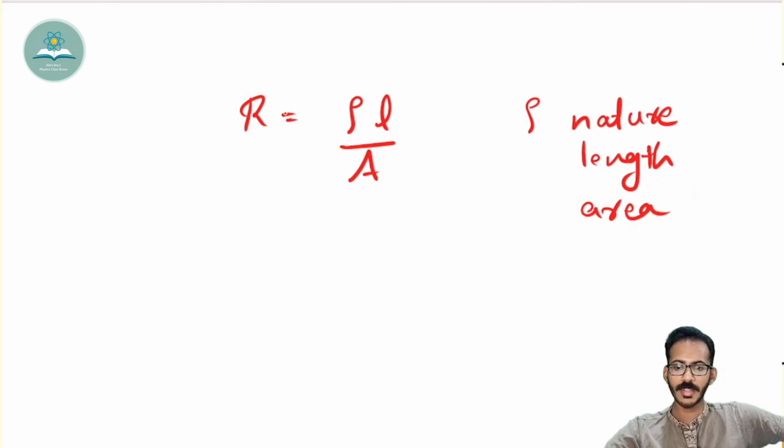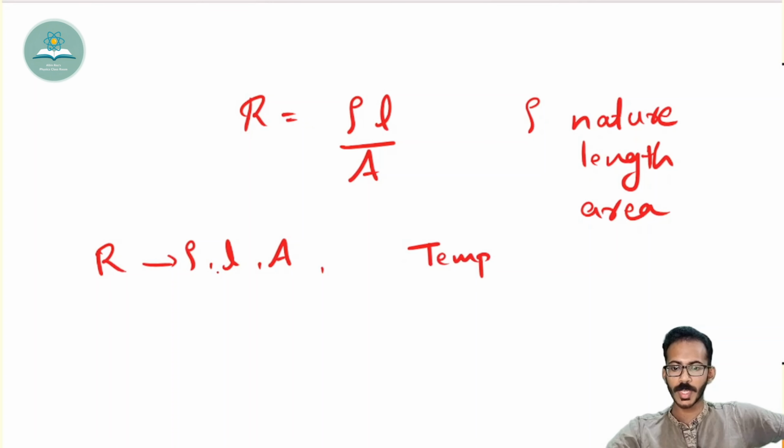So, when length increases, resistance increases. When area increases, resistance decreases. When resistivity increases, resistance increases. In Ohm's law, there is a statement at the end of it. It is nothing but potential difference is directly proportional to current in a given circuit, given that the temperature remains constant. If temperature changes, all the values will change. So, resistance depends upon resistivity, length of the material, area of the material, and temperature.